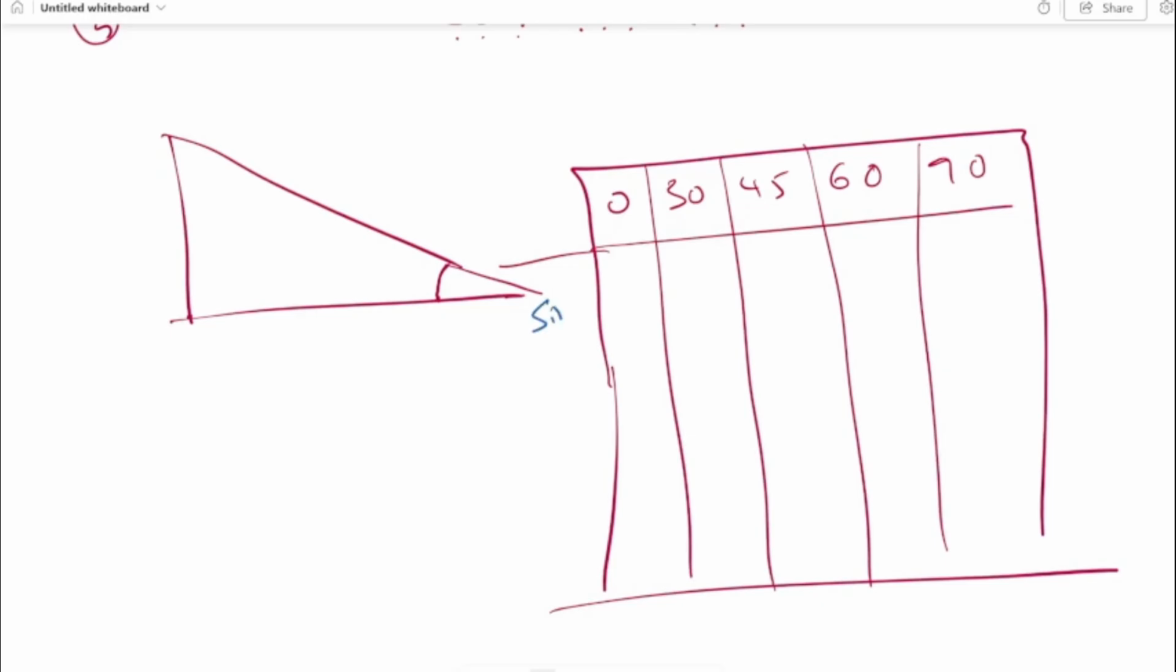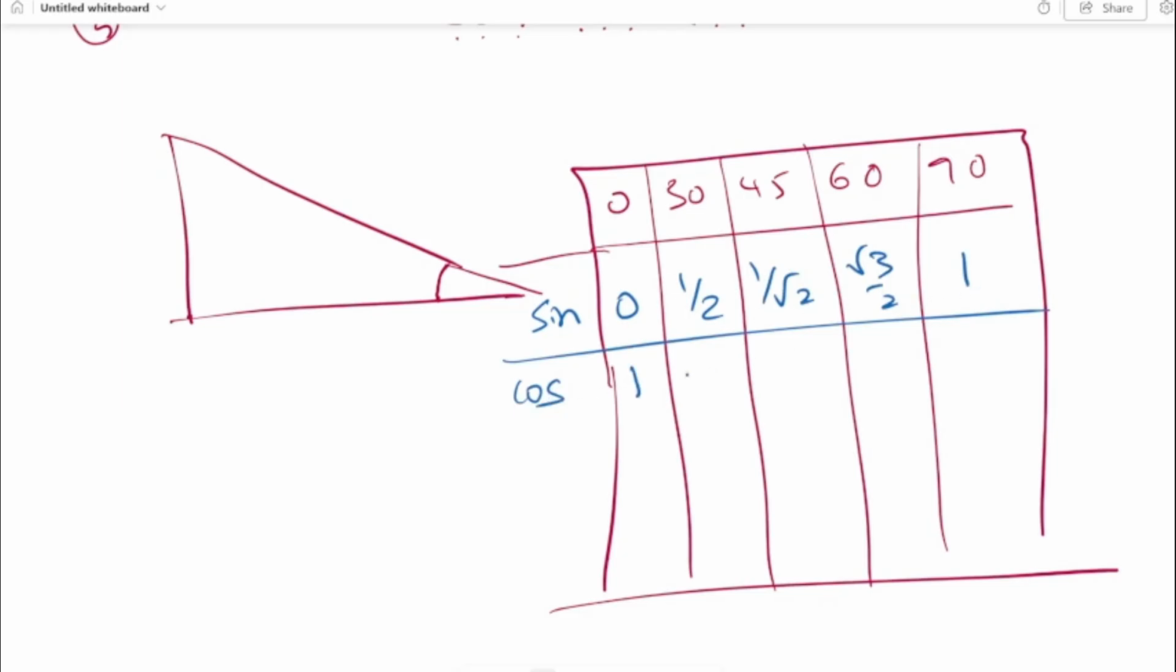Sine. Sine 0 is 0, sine 30 is half, sine 45 is 1 by root 2, sine 60 is root 3 by 2, sine 90 is 1. Cos. Cos 0 is 1, it goes backwards: root 3 by 2, 1 by root 2, half, and cos 90 is 0.